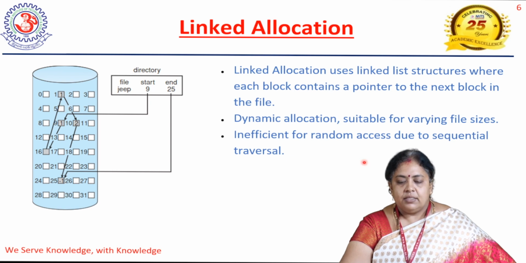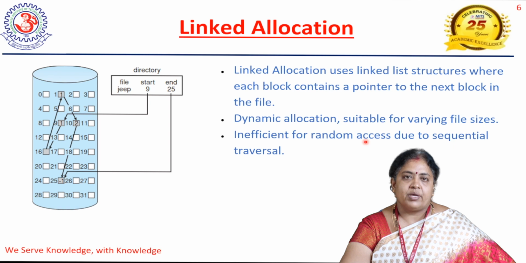But what is the main disadvantage? It is inefficient for random access, or we can call it direct access. It is only suitable for sequential access. Why? Because we have the starting address and the ending address. So if we want to access the third block of the zip file, we cannot reach the third block directly.